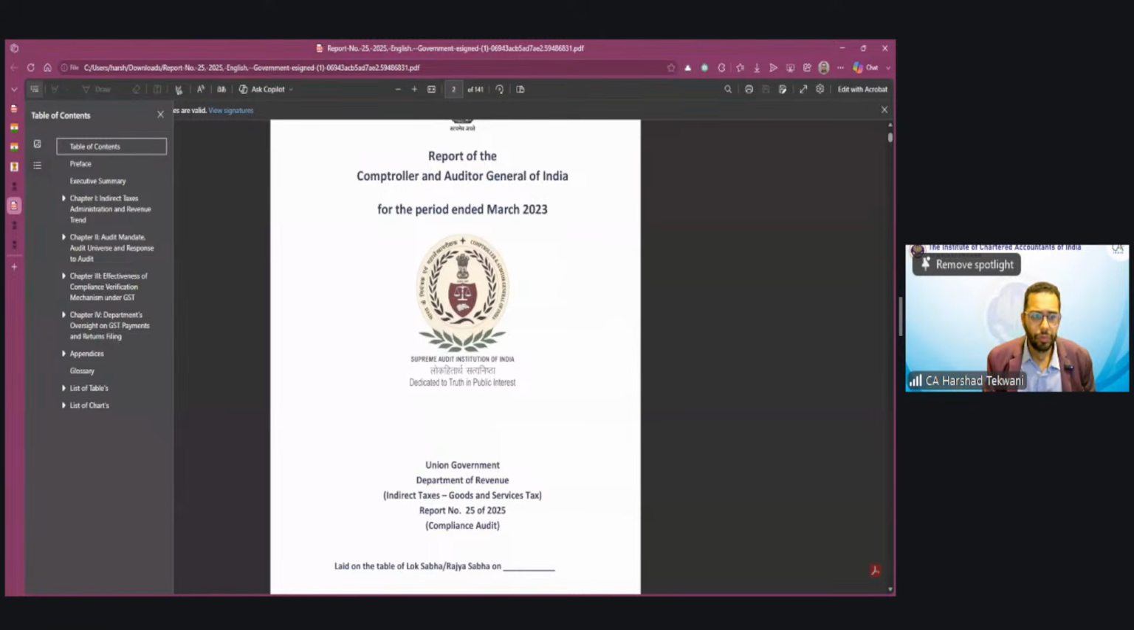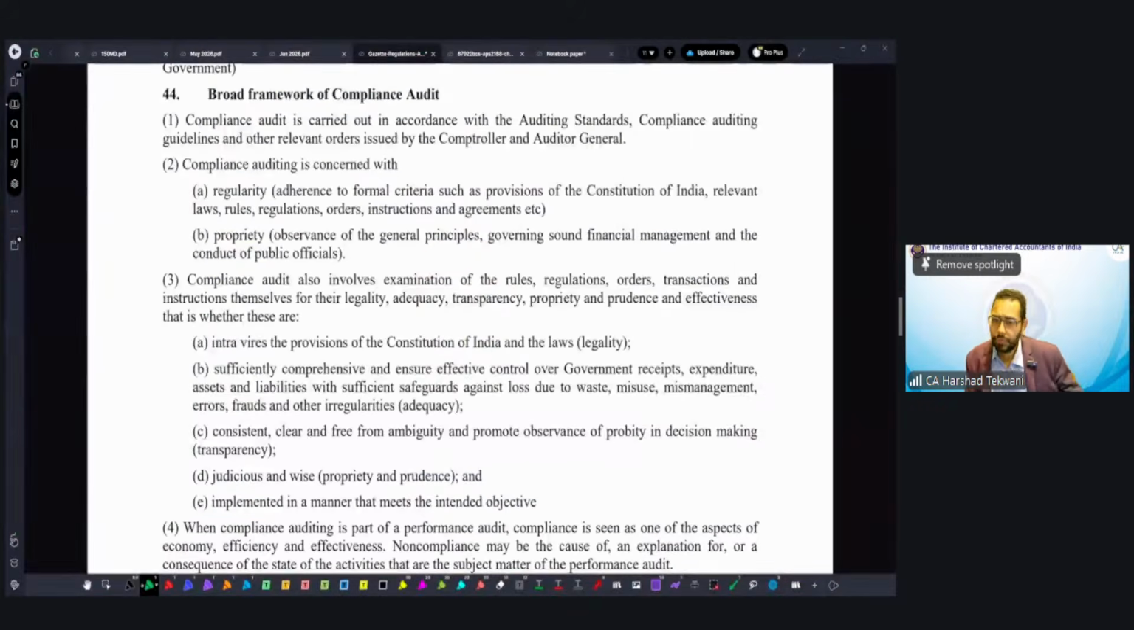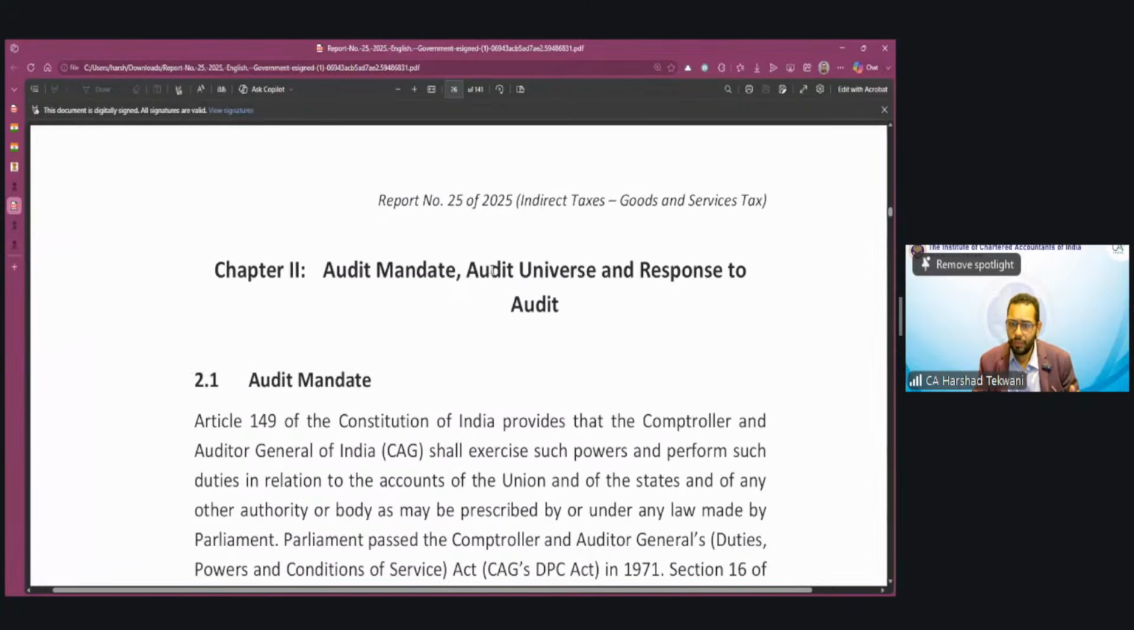So there is a chapter 1 which talks about indirect taxes, administration and revenue trends. Chapter 2 talks about something called audit mandate, audit universe and response to the audit. Chapter 3 talks about various things. Okay, so let's go to the first one, or chapter 2 as of now. We'll not go to chapter 1, we'll start with chapter 2. Okay, let me, it's not working. Okay, it's visible now.